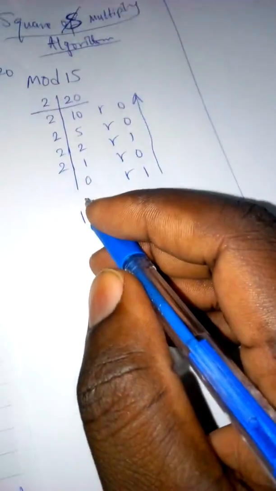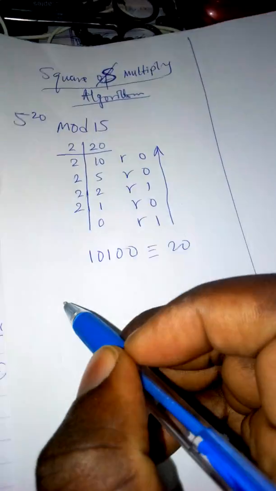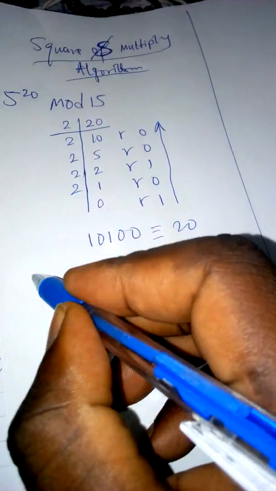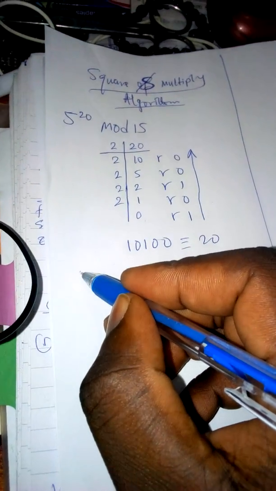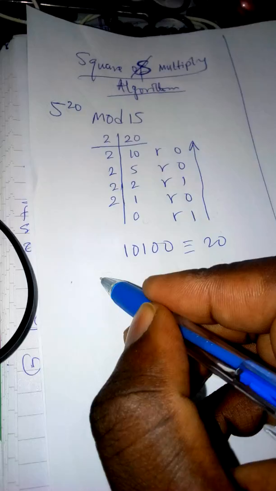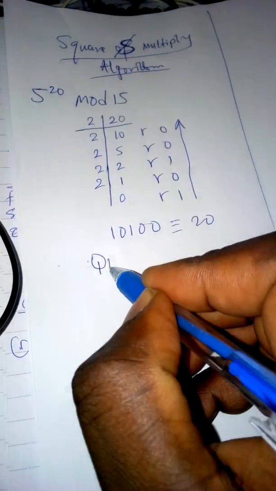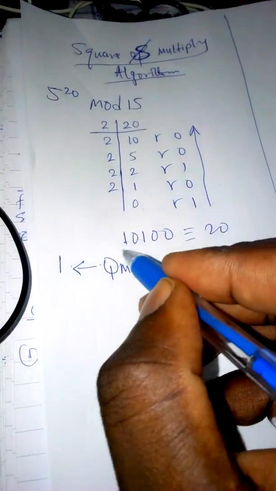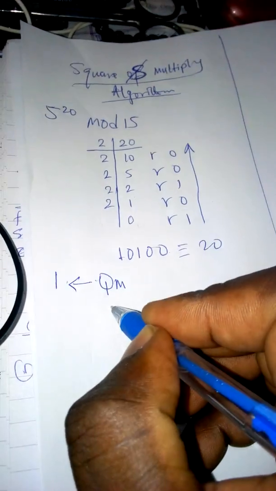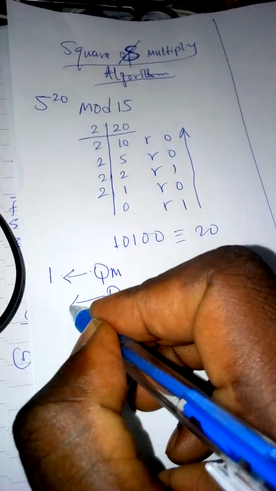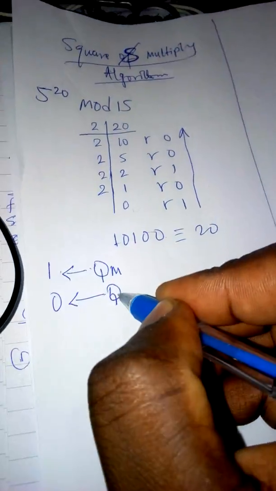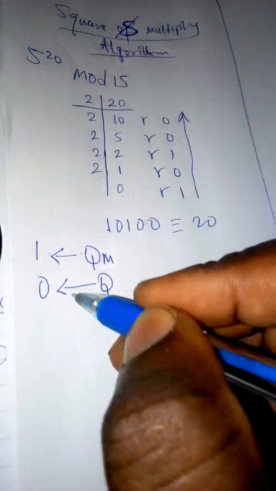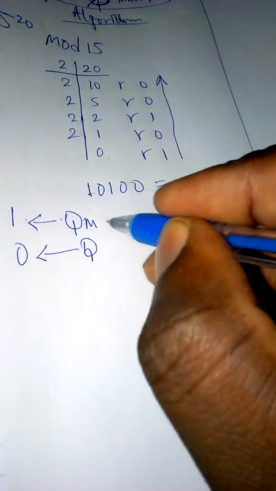Now the next step is to use some acronyms to help us solve these problems. We are going to use QM to represent 1. Wherever we see 1, we remove it and put QM. And we are going to use Q to represent 0. Wherever we see 0, we use Q instead of it. So this is step 2.